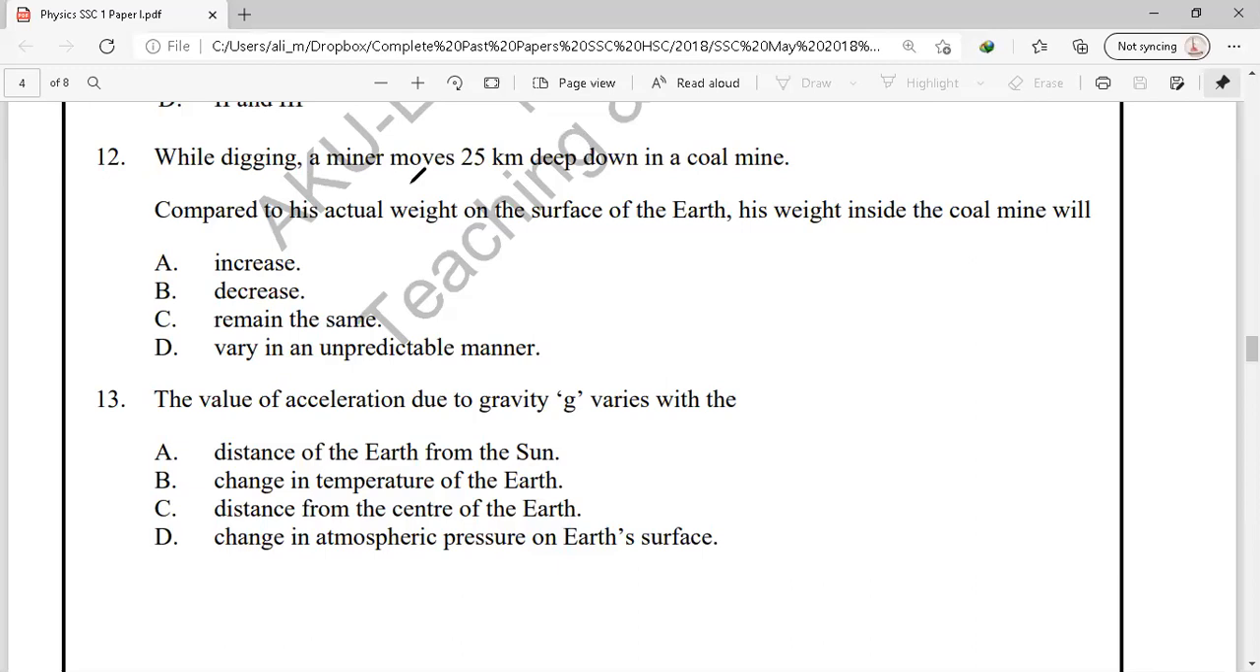While digging, a miner moves 25 kilometers deep inside the coal. Compared to his actual weight on the surface of the earth, the weight inside the coal mine of that miner will be. So let's say we have this earth and the body is lying on the surface of the earth.